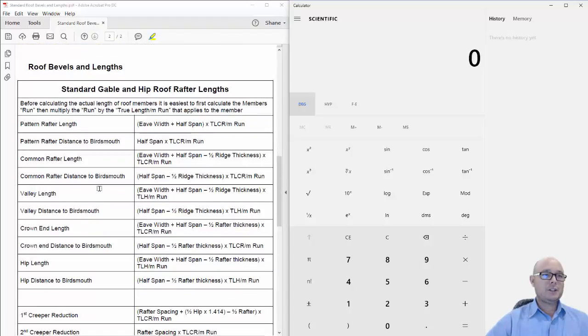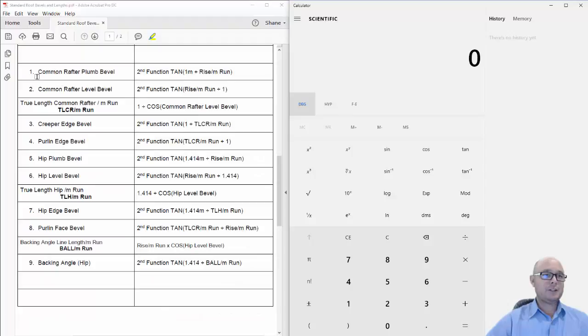And the next calculation, we start with our bevels. It's bevel number 1, which is the common rafter plumb bevel. The formula is second function tan, and in brackets 1 metre divided by the rise per metre run. Okay, so with this calculator I've actually got to do this part of the equation first, and then I'll do the second function tan part after.